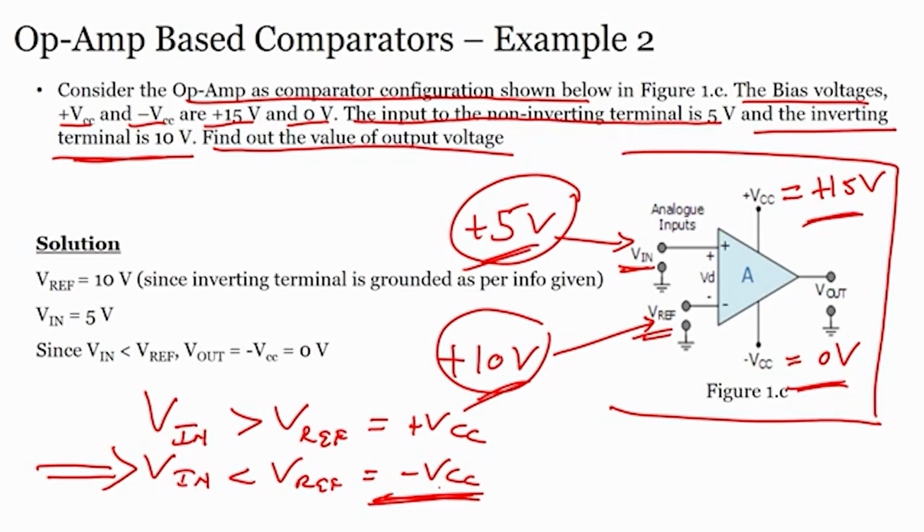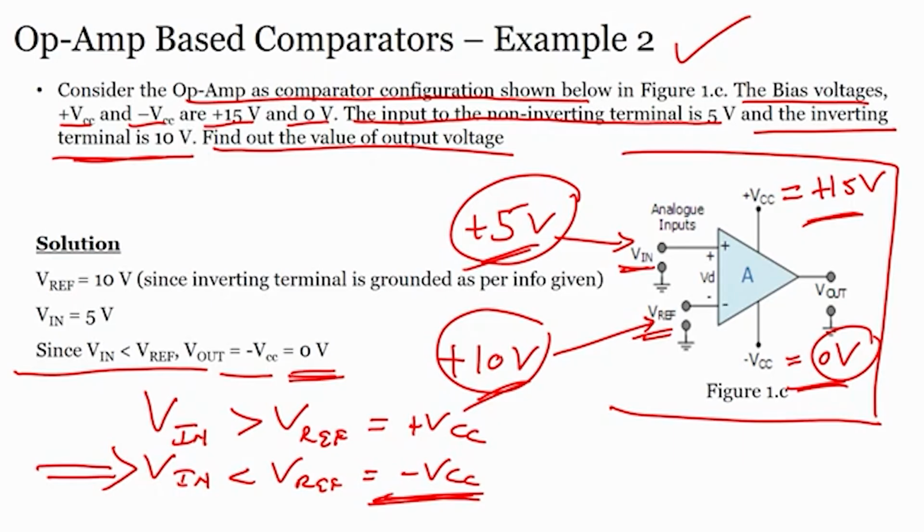So, here what we are given, minus VCC is 0 volts. That is why when you consider this particular example, in which your V in is less than V ref, your output will reach 0 volts. So, your answer is: V in is less than V ref, V out is minus VCC, which is equal to 0, right. So, you guys understood now what?